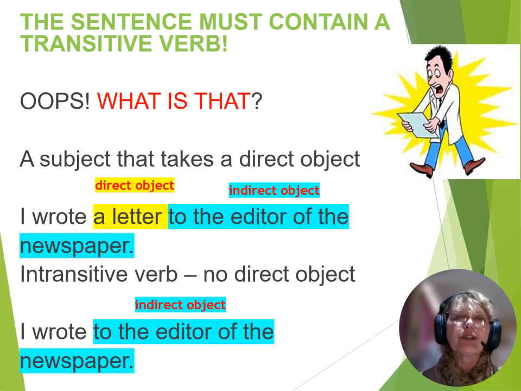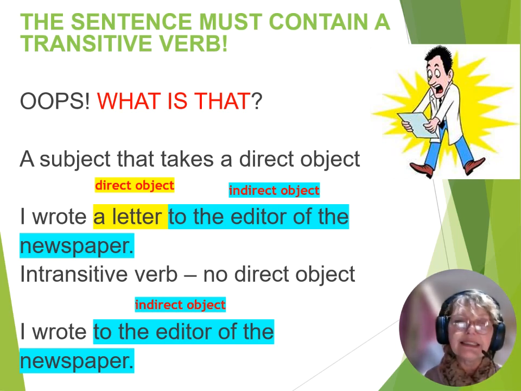Now, when you heard about transitive verbs, most of you thought, oh my word, I've no idea what that is. If we look at the sentence, we see that this subject takes a direct object. The subject, I, then the verb is wrote, a letter. A letter is a direct object. And let's look at the whole sentence. It says, I wrote a letter to the editor of the newspaper. And you'll see in blue, we have the indirect object.